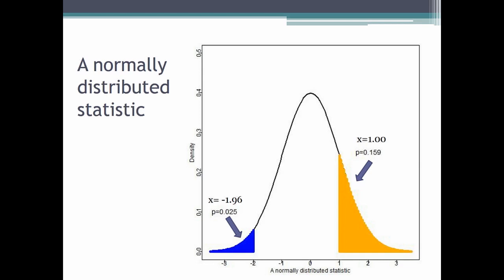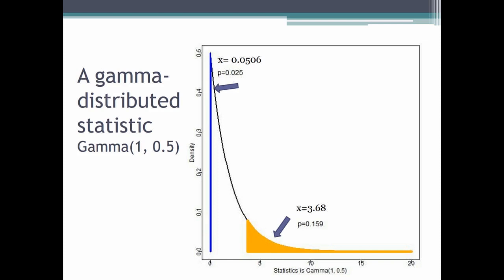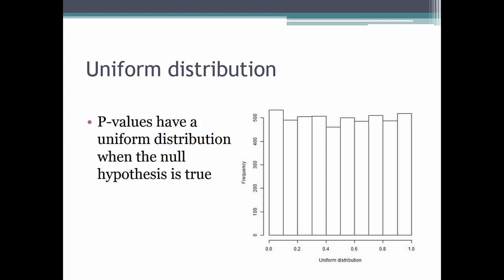Those ideas of area under the curve are not restricted to the fact that that was a normal distribution. I can define similar tail p-values for any distribution, so here I've done exactly the same thing for a gamma distributed statistic. So I don't need the normal distribution, right? I can define p-values for any distribution. And it's always true for any distribution that a p-value should have a uniform distribution under the null. And that's the definition of a p-value.